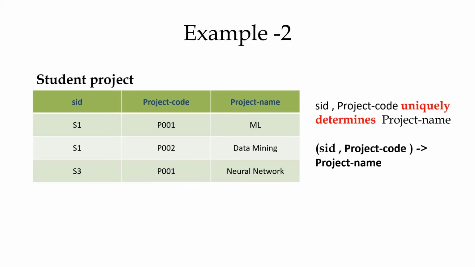In the second case, there is a table called student project. So the student ID, project code and project name are given. Here the student ID is one primary key and project code is another primary key. So with a combination of student ID and project code, we can easily determine the project name.